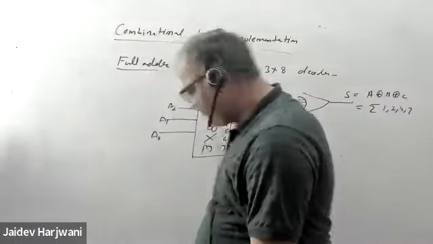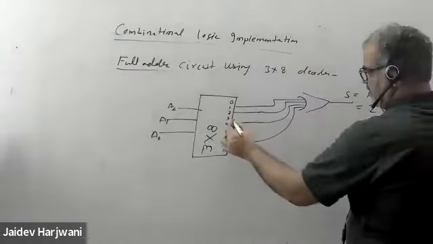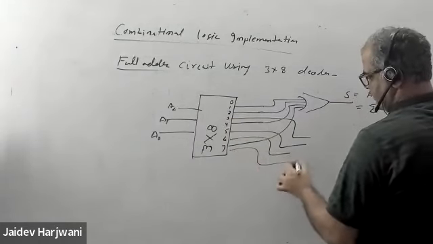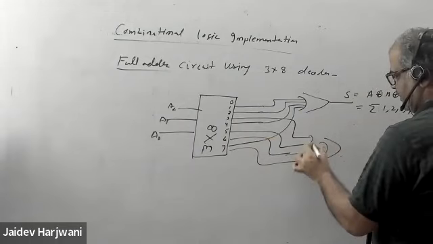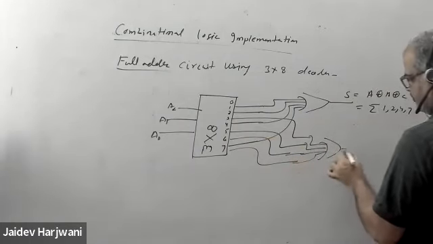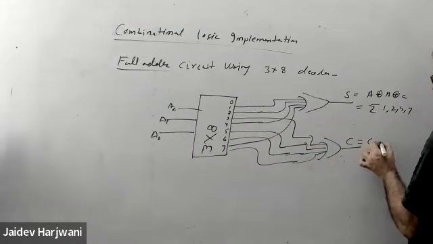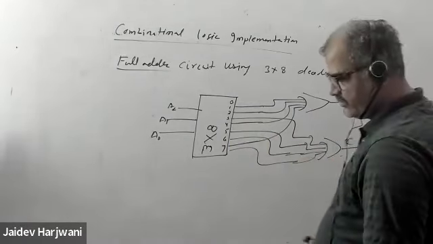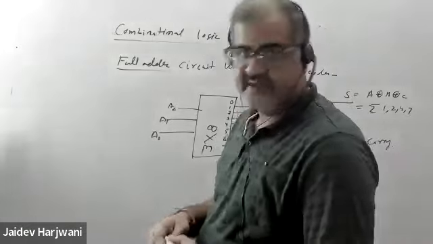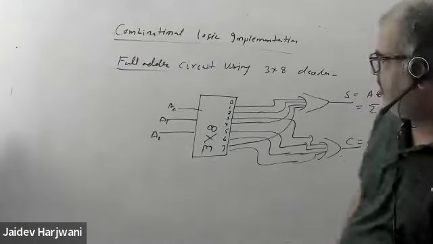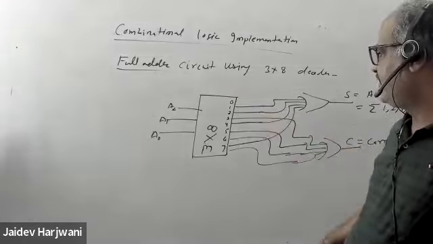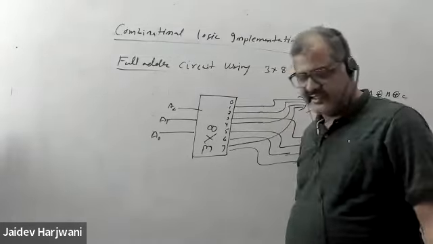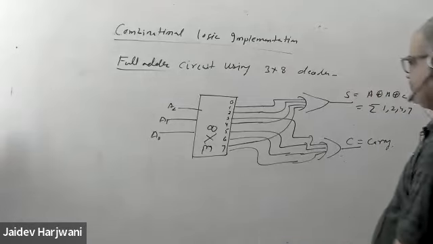Similarly, if you want to draw this circuit for carry, just now you wrote 3, 5, 6, 7. So take 3, 5, 6, 7 and put them in an OR gate, and you can generate your carry. This way any logic circuit you can represent using this decoder. If you want an AND gate, you can take it from here. It can create universal gates and any logic function using decoders.